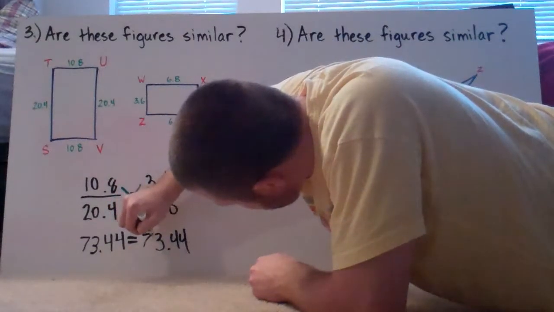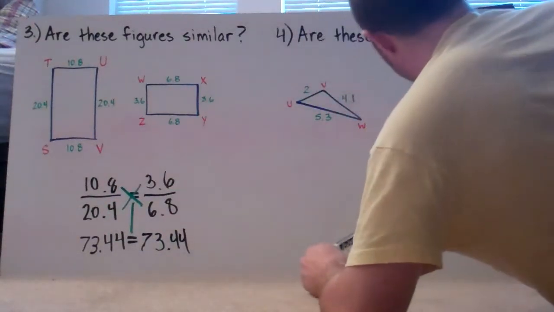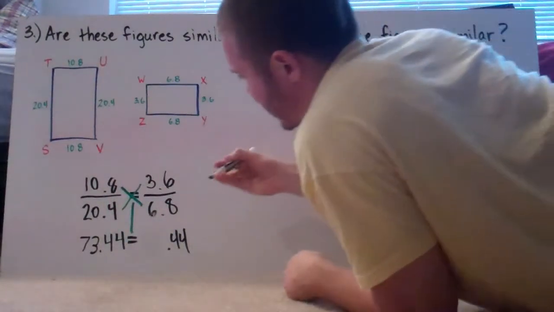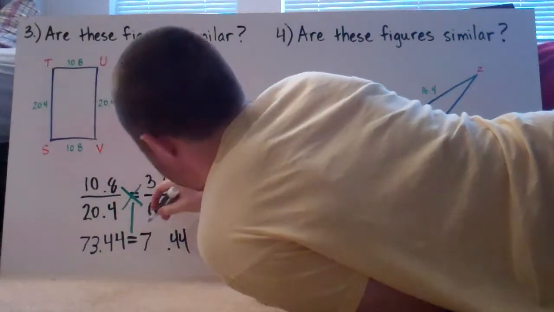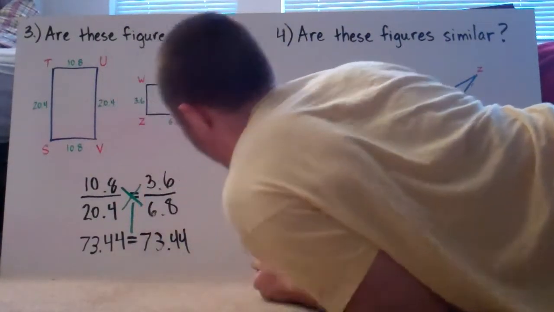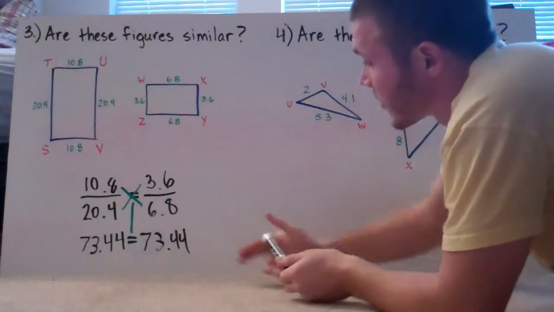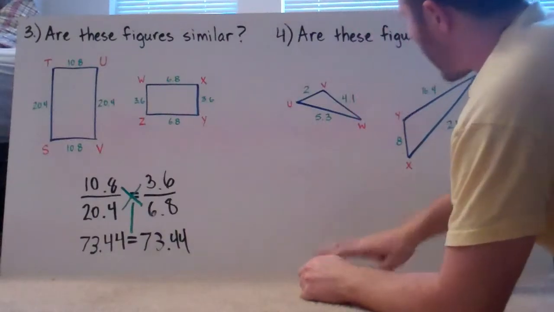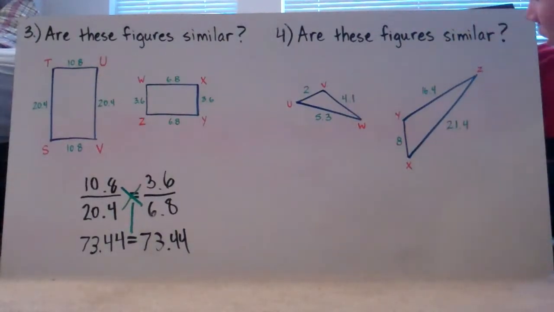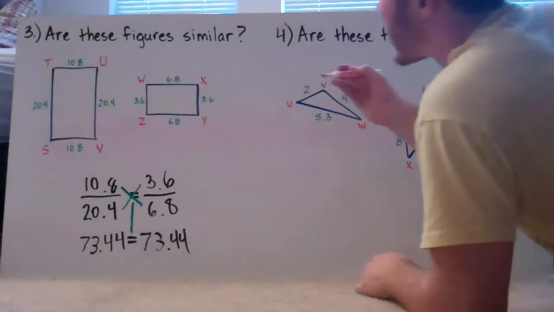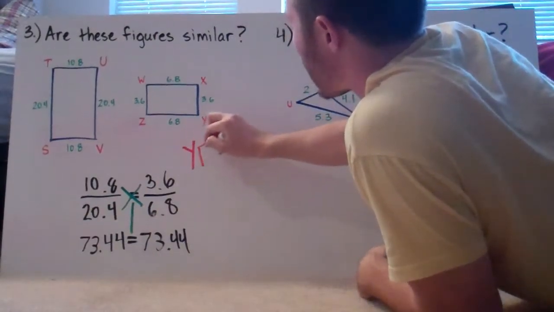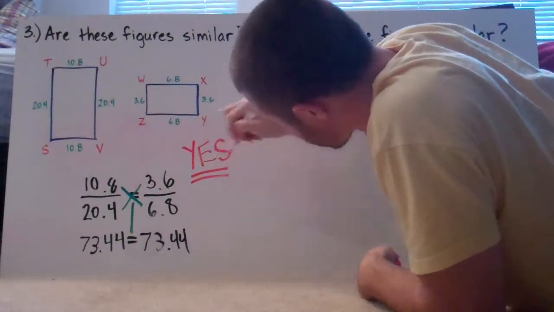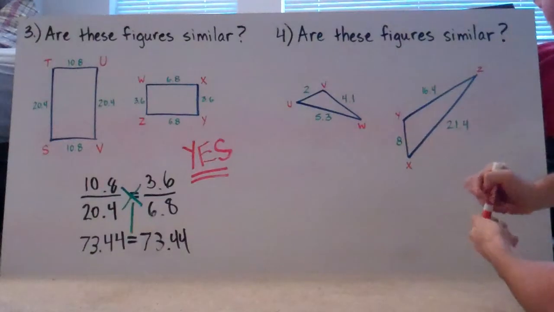Let me fix that 7. 73.44. We get the exact same thing. So that means that those two rectangles, those two figures, they're similar. Next one, oh, let me write my answer. Are they similar? Yes. Those are similar.